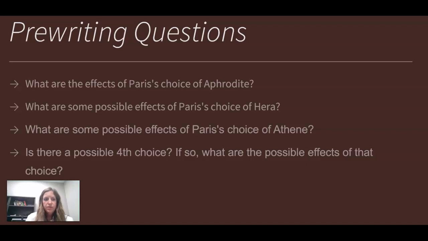Okay, so as you're brainstorming, think about what are the possible effects of Paris's choice of Aphrodite, what are the effects of his choice of Hera, what are the effects if he chooses Athena, and then also, is there a 4th possible choice, and what are the effects of that choice? So spend some time working through those questions, coming up with some answers. You're not going to write all of this, that's okay, you're just spending some time thinking.